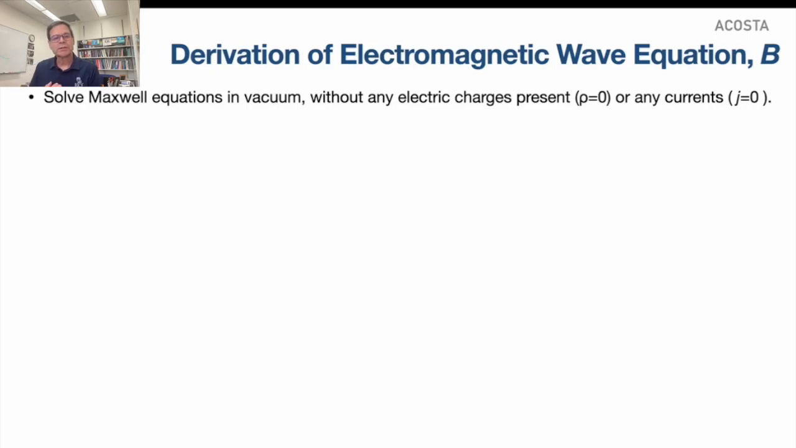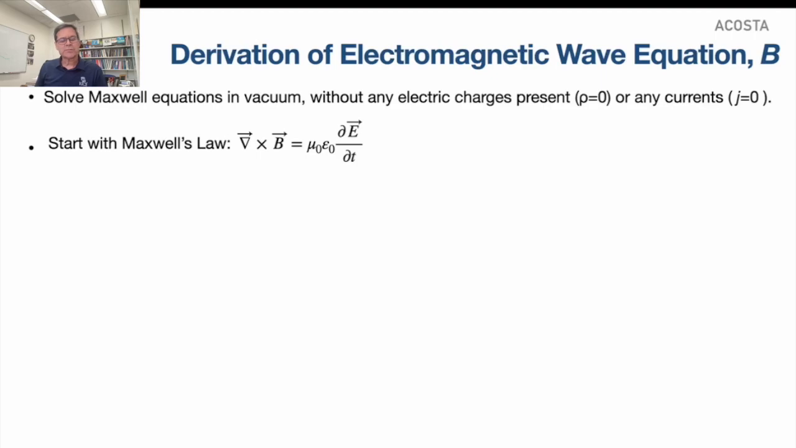Okay, so to get started, we will work in a vacuum, at least for this lecture. So that's basically in a region of space with no electric charges present. So the electric charge density rho is 0. And there are no electric currents. So the current density J is 0. So we'll work in that region, a vacuum, to simplify things.